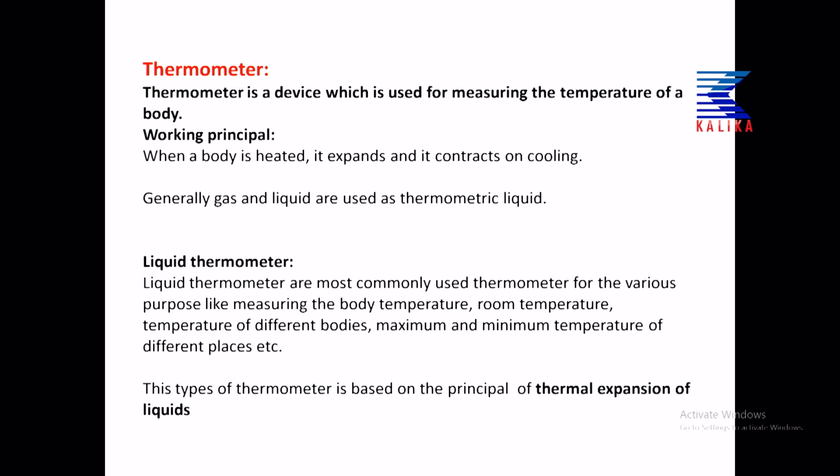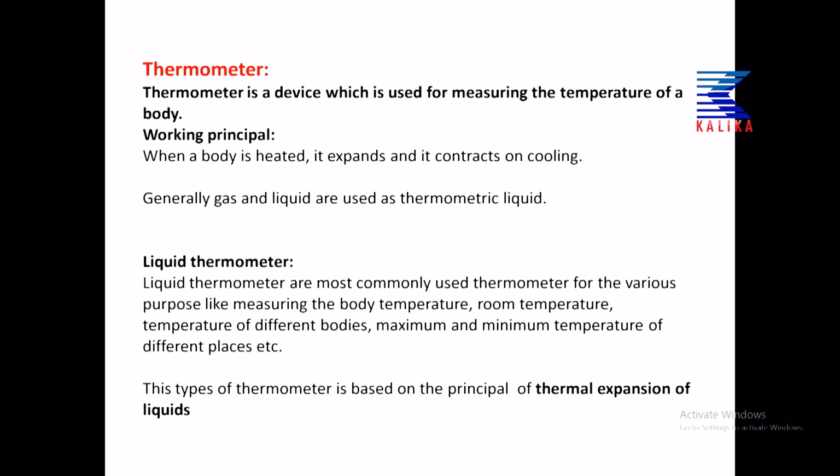Now to the next slide, that is the instrument called thermometer. As already described, a thermometer is a device used for measuring the temperature of a body, and it works on the principle that when a body is heated, it expands, and it contracts on cooling. For the thermometer, different types of substances, like gas and liquid, are used as thermometric substances. The thermometric substances must possess this property: they must expand when heated and contract on cooling.